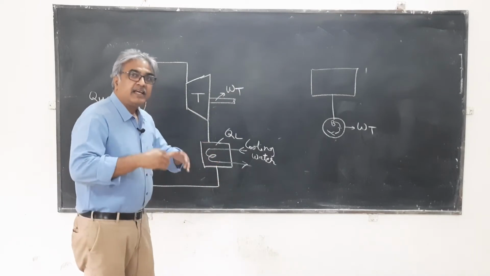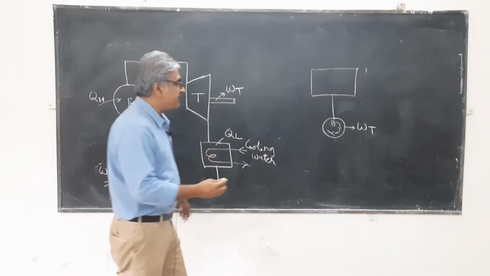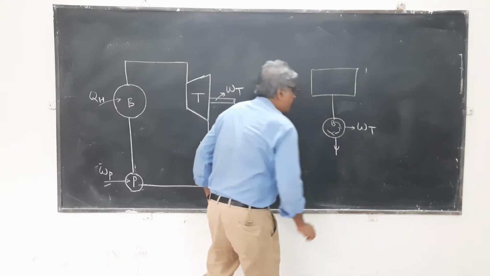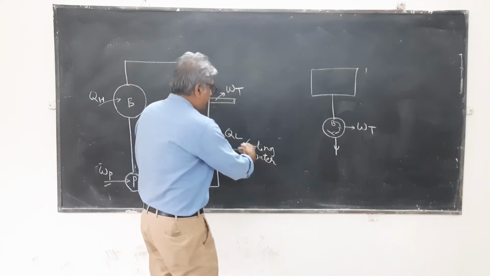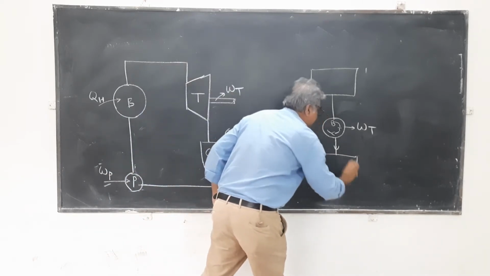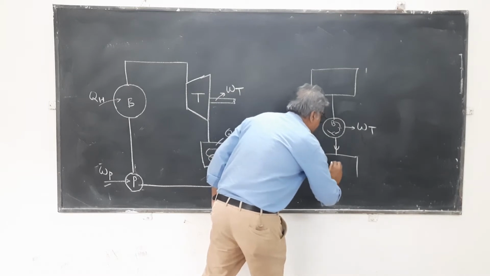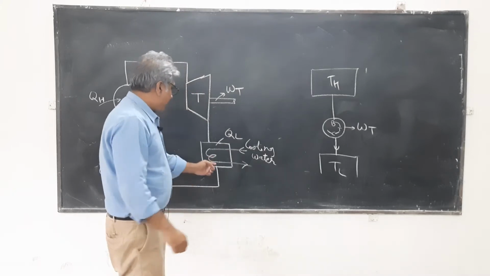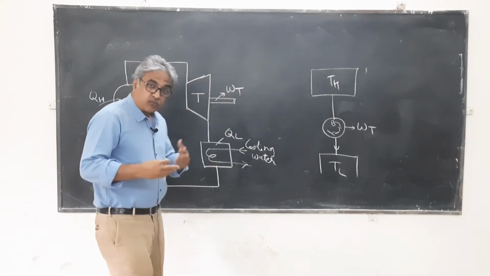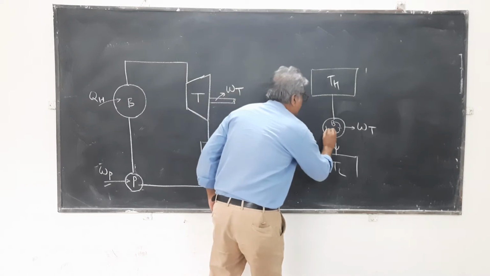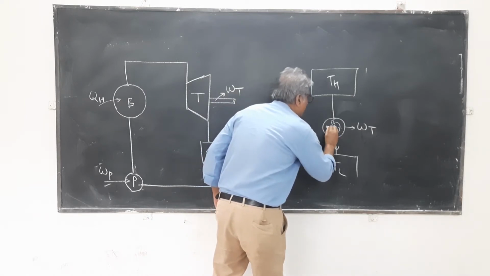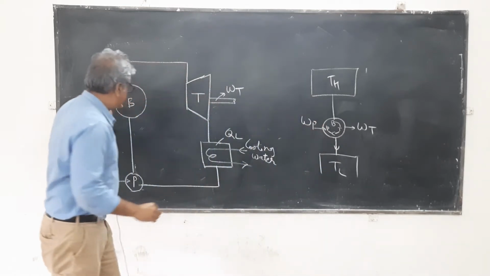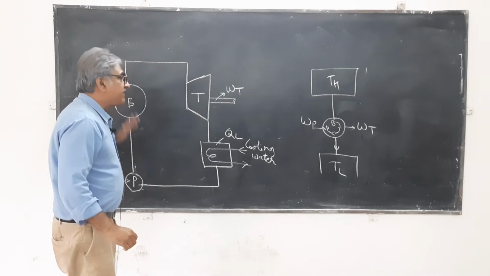What happens in the condenser? Heat is rejected, right? So, if this is C, then the heat is rejected to the cooling water. This is TH, this is TL, these are source and sink, and from here it goes to the pump. What happens in the pump? You supply work, so this is WP. Work is supplied here, the liquid is pumped back.